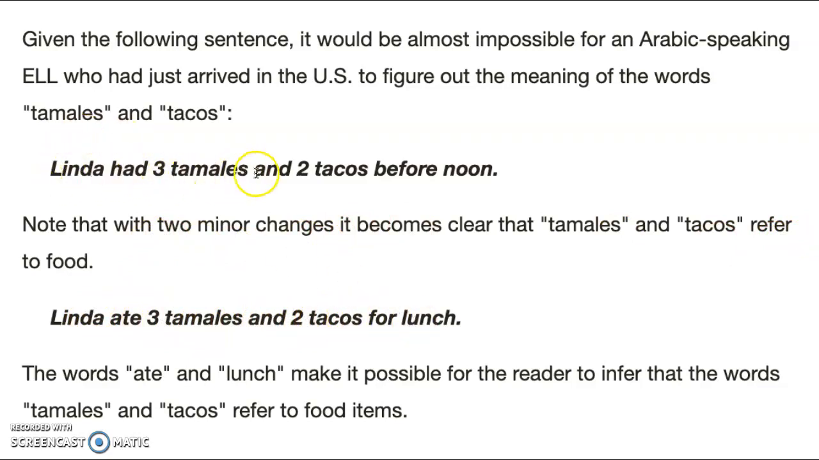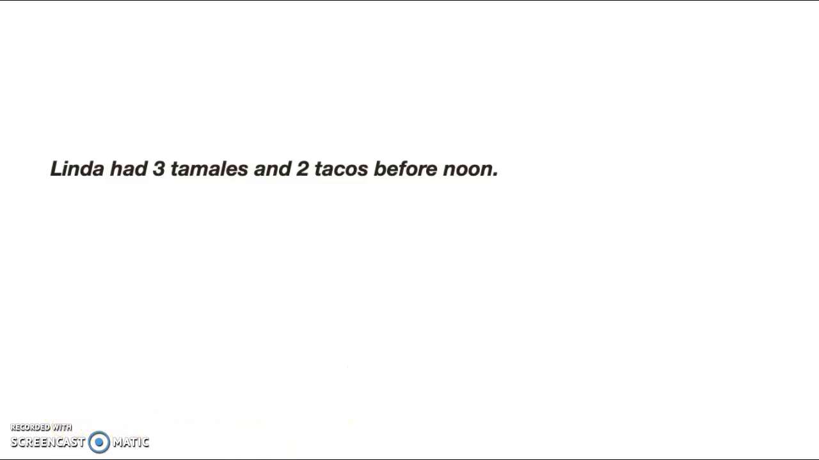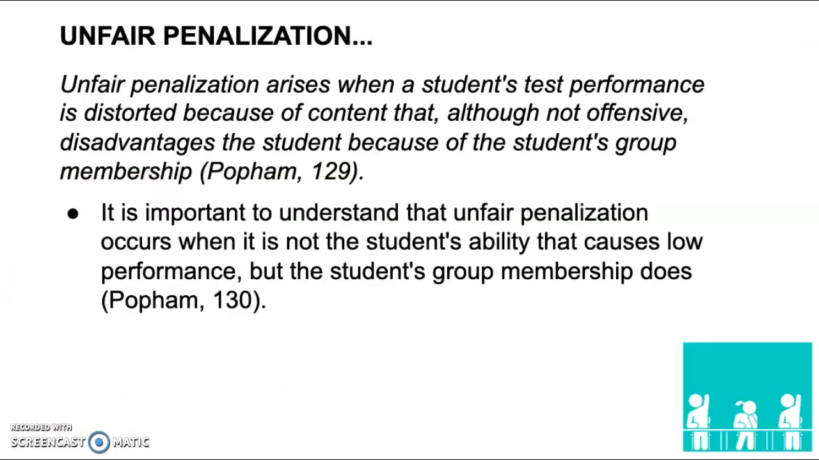A little different than what's up here. These words, ate and lunch, make it much more accessible to English language learners and help them to decipher that these 2 terms, tamales and tacos, refer to food items. This statement, however, results in what we call unfair penalization, in this case to English language learners. So it's not about their ability to answer the question as much as it is about their inability to decipher the English language at this point.